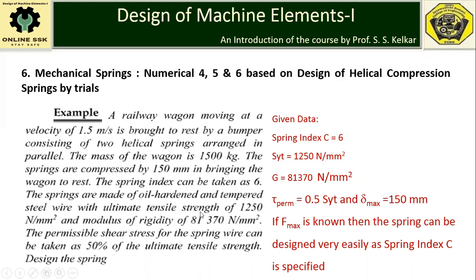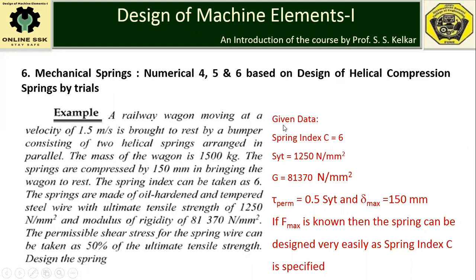Springs are made up of steel wires having SUT value of 1250 Newton per millimeter square. Modulus of rigidity is 81370 Newton per millimeter square. Permissible shear stress tau permissible is assumed as 50% of SUT value. So this is the specification for this problem statement.